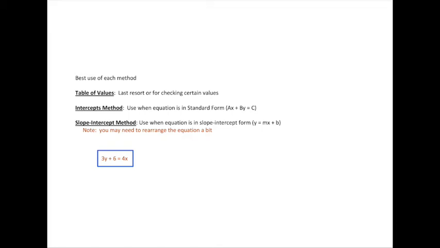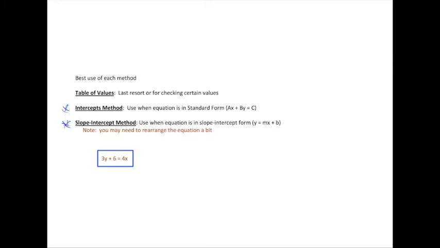When you've got equations that you're going to graph, you need to look at them and figure out what is the best method to graph these. So using the table of values, I would say this is your last resort, because it's math intensive and you have to choose values of x and plug them in over and over. I would save this as your last resort, or for when you need to check certain values of x. These two methods are going to be your primaries.